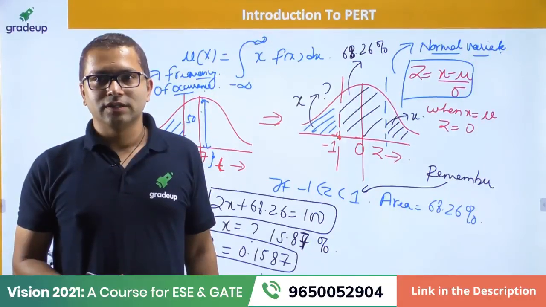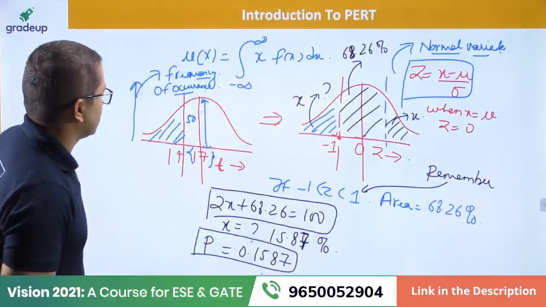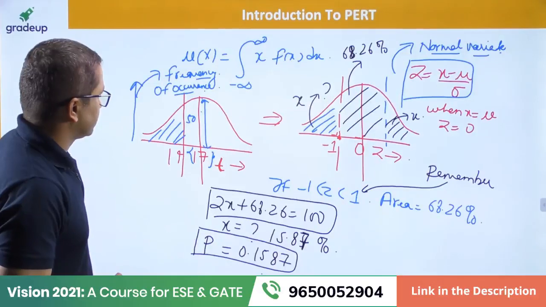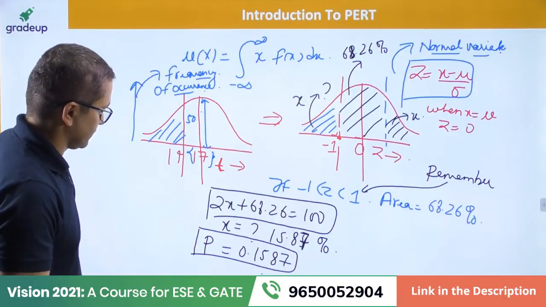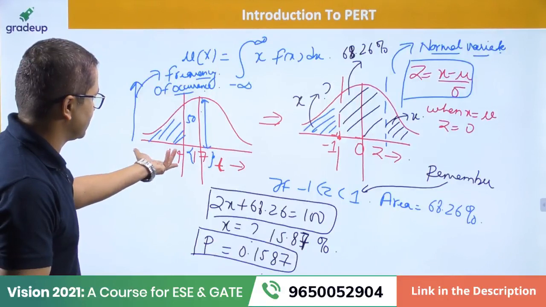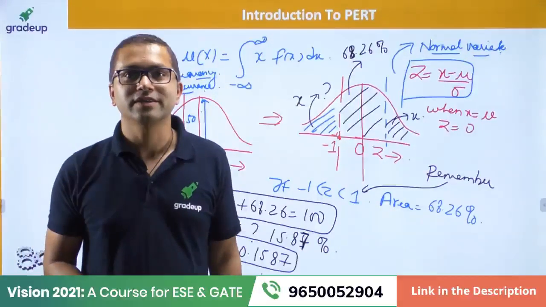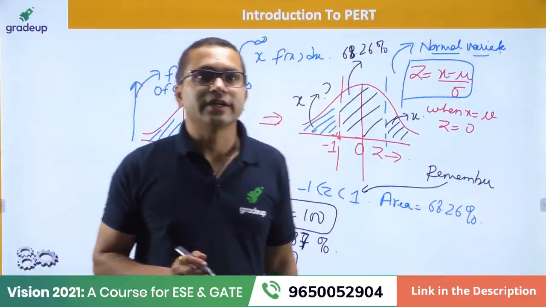Work can be done earlier by 15%. Then you can calculate these percentages and all. If you want to calculate the percentage, you can calculate it: 3 upon 17 into 100. That's going to be the percentage.